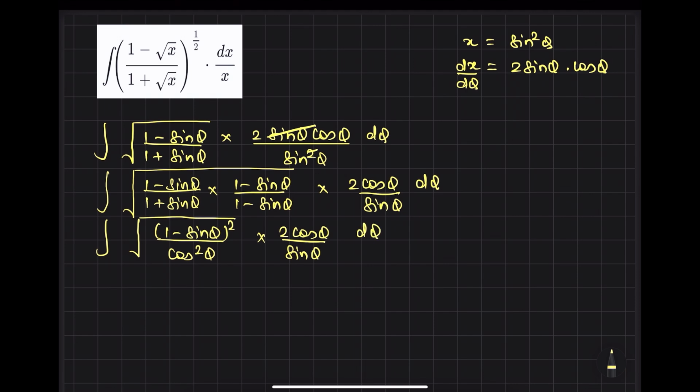Now this cos square theta will come outside, will become cos theta, and this will be neutralized, and we will be left with (1 minus sin theta) into 2. So 2 is a constant number, can be taken outside. So 1 by sin will become cosec theta minus 1 d theta.